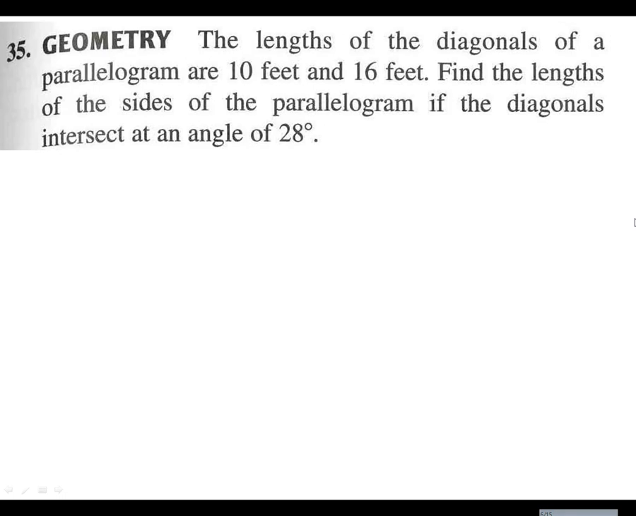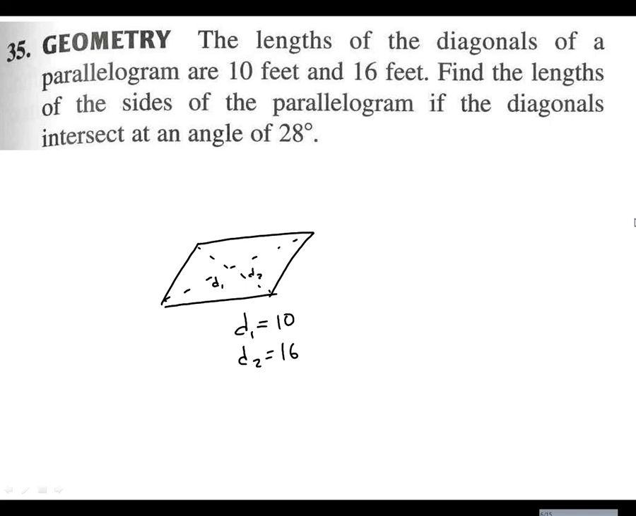The length of the diagonals of a parallelogram. Diagonal 1, diagonal 2. D1 is 10, D2 is 16, so clearly my parallelogram is not drawn to scale. Find the lengths of the sides of the parallelogram if the diagonals intersect at an angle of 28 degrees. So in here is going to be 28 degrees.